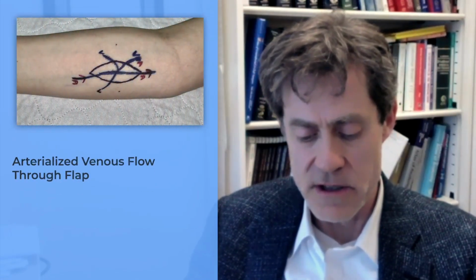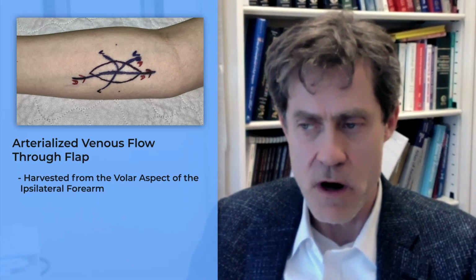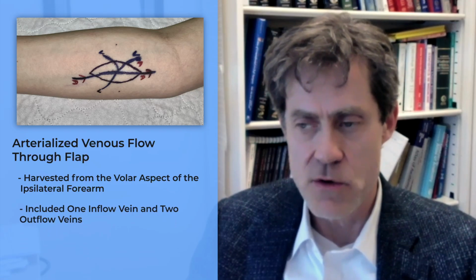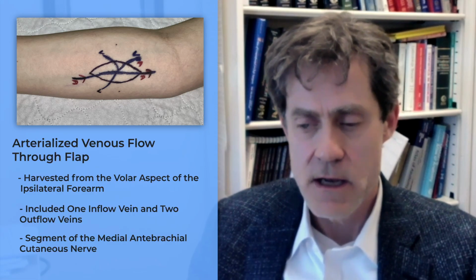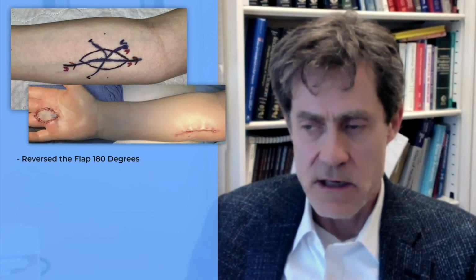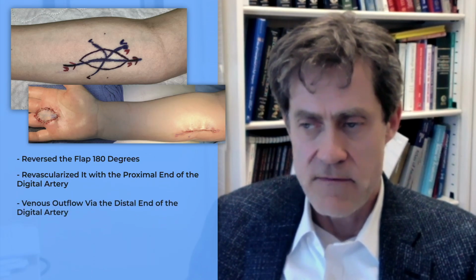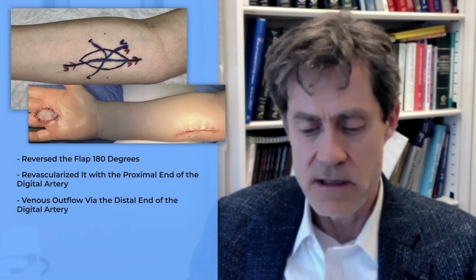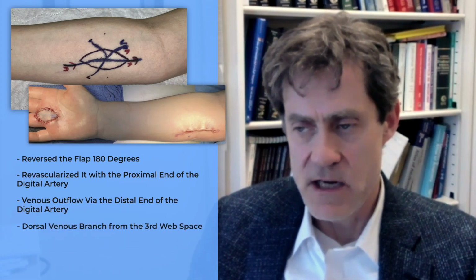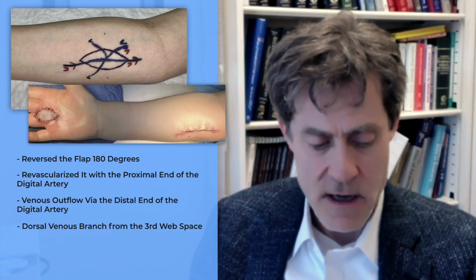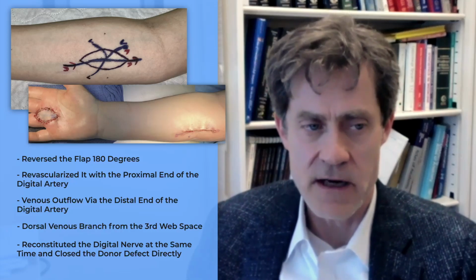The authors chose to use an arterialized venous flow-through flap, which was harvested from the volar aspect of the ipsilateral forearm and included 1 inflow vein and 2 outflow veins, as well as a segment of the medial antebrachial cutaneous nerve. They reversed the flap 180 degrees and revascularized it with the proximal end of the digital artery, and then the venous outflow was via the distal end of the digital artery, as well as a dorsal venous branch from the 3rd web space, I believe. And then they reconstituted the digital nerve at the same time. They closed the donor defect directly.